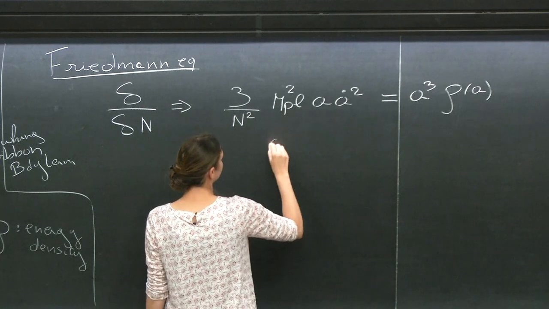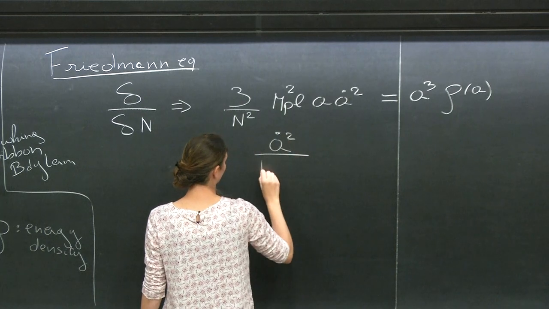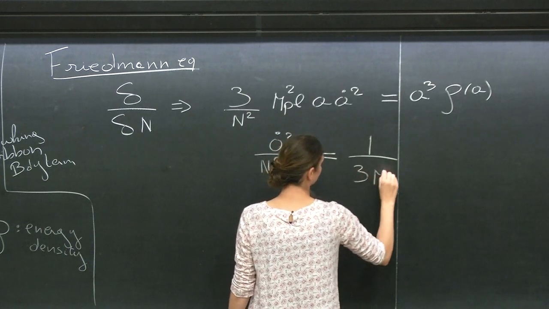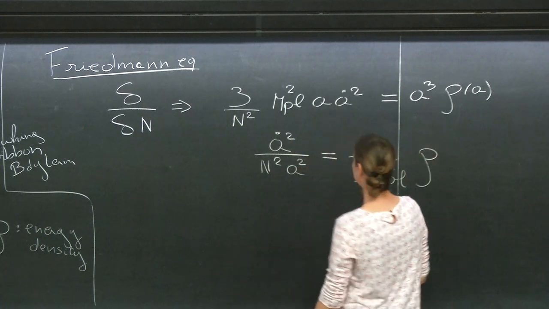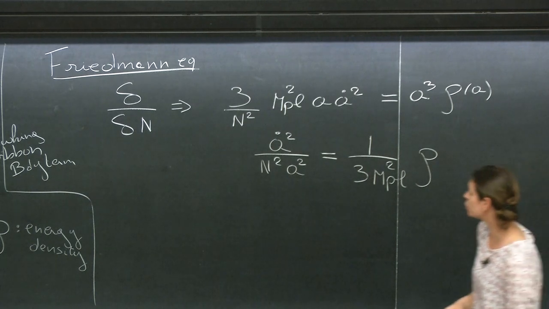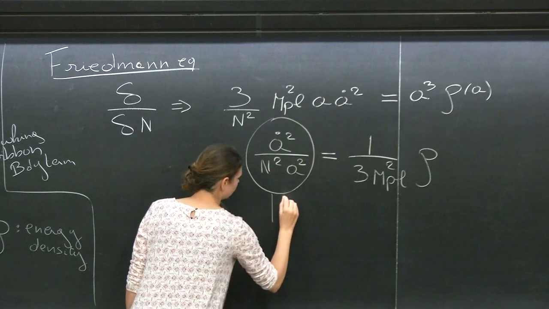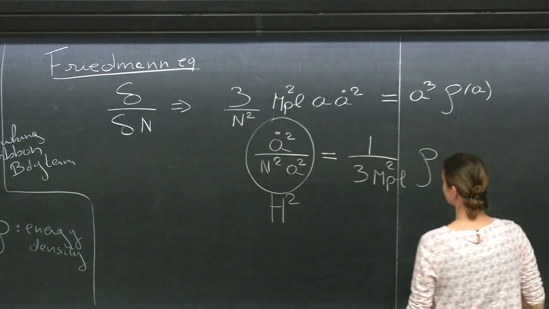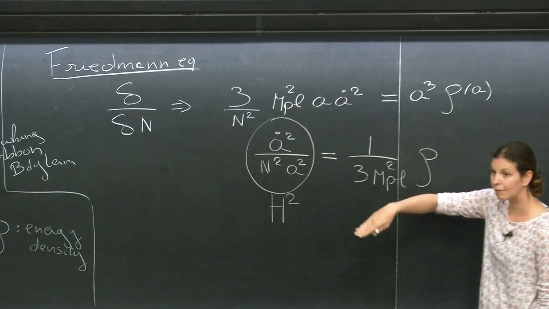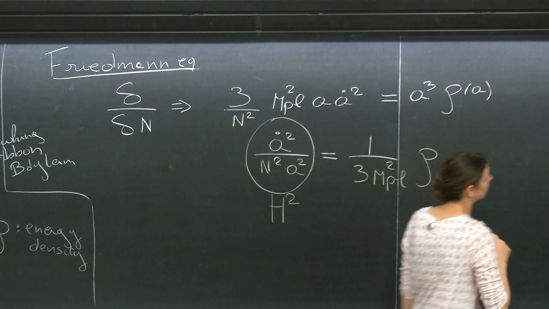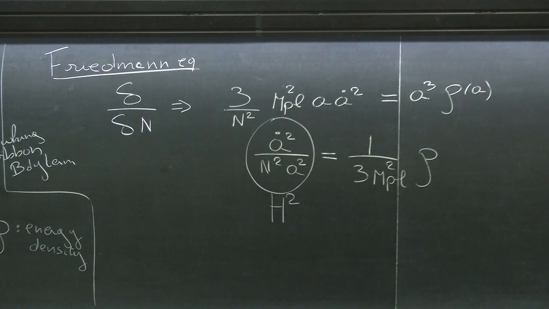Okay, so let me rewrite this equation as a dot squared over N squared a squared is equal to 1 over 3 M Planck squared rho. Does that remind you of anything, possibly? Yes, this is the Friedmann equation, where this is the Hubble parameter squared. So you've probably seen the Hubble parameter without the N in it. Now that we have derived the Friedmann equation, we have no more use for N at this level. I'm allowed to make my change of time if I want to set N equal to 1. But also, you can keep it here.